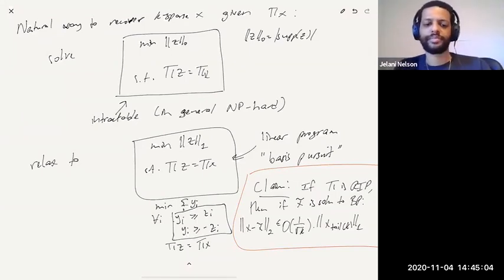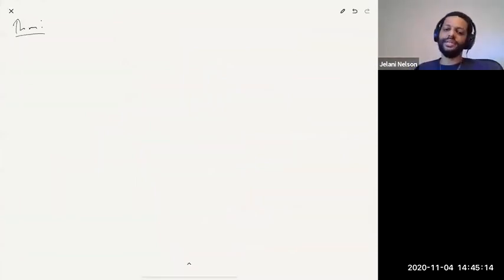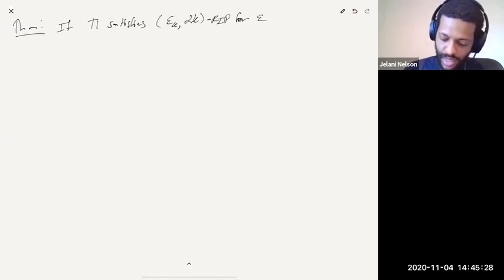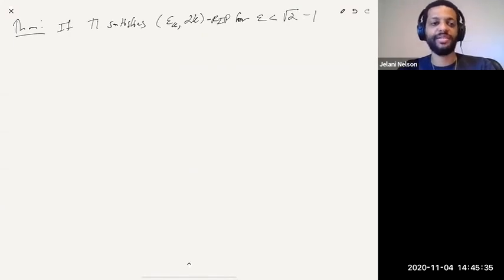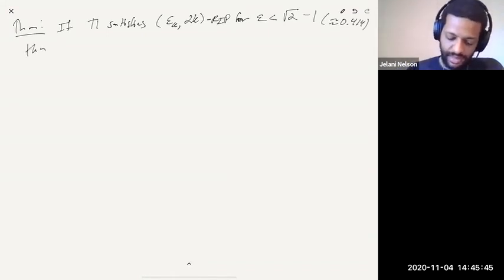So the theorem is that if pi satisfies epsilon sub k 2k RIP, for epsilon less than, I think we need square root of 2 minus 1, which, let me plug that into a calculator, that's around 0.414 or something, then x tilde equals basis pursuit applied to pi x satisfies what I said.